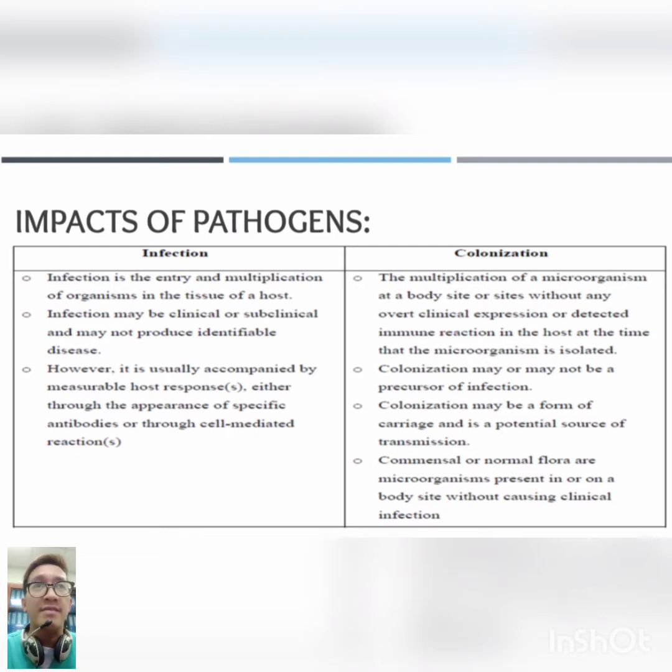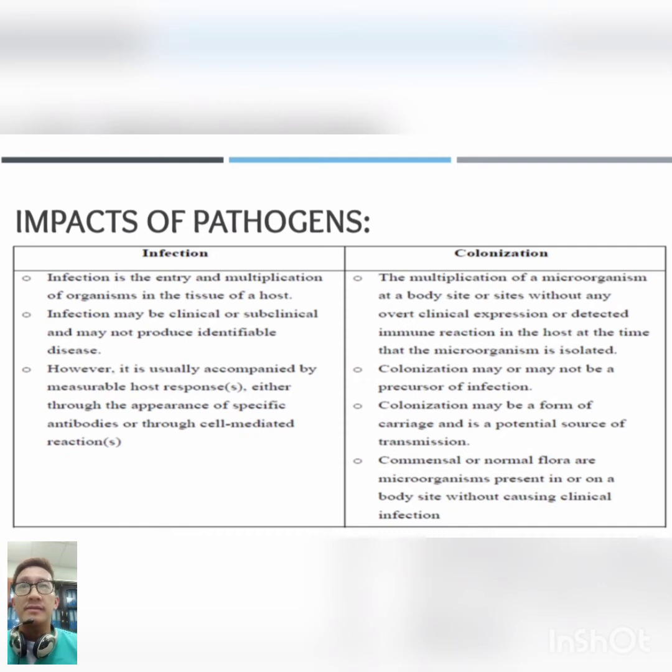Those are microorganisms that are present in or on a body site without causing clinical infection. Those are your commensal or your normal flora. To further differentiate infection and colonization, infection is the presence of microorganisms causing damage to body tissues, usually in the presence of acute inflammation like pain, swelling, redness, heat, and loss of function.